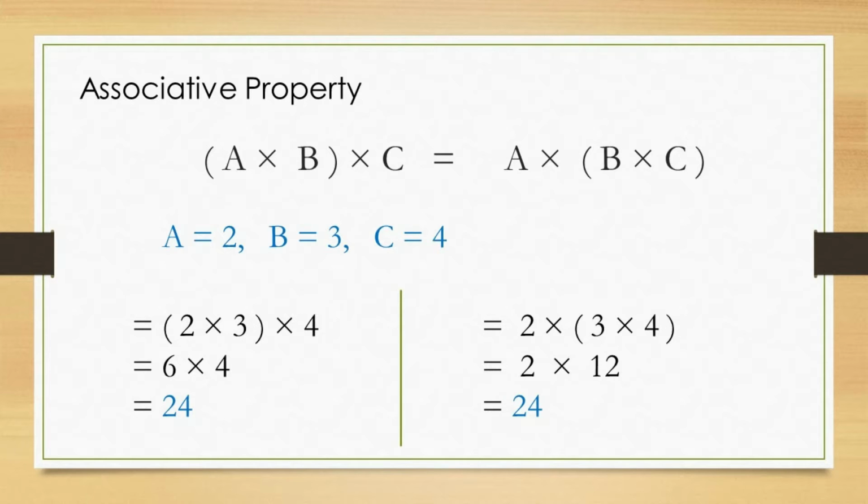Next, let us apply the value of A, B, and C to the right hand of the expression. The operation stated inside the bracket should be prioritized. 3 times 4 is equal to 12. 2 times 12 is equal to 24. Thus, the result of the right side is 24. Both sides resulted in the same value. This is how the associative property works in multiplication.